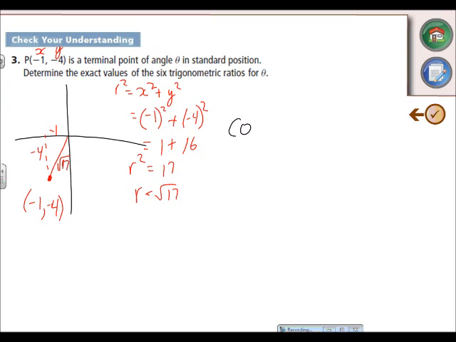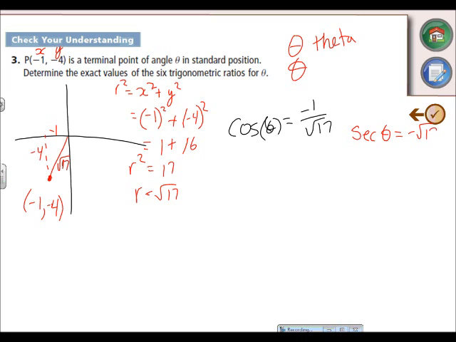And let's throw down all the ratios. Cos of theta is equal to x over r. So negative 1 over root 17. You can leave it like that. Let's do our reciprocal. Cos goes with secant. So secant of theta, remember, that's the symbol theta, and I'm doing the written version of it. Secant theta is flip: root 17 over negative 1, so negative root 17.